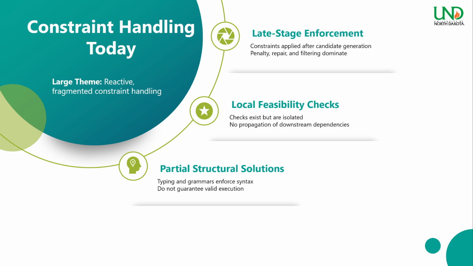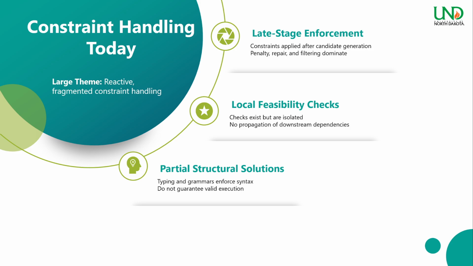So this isn't a new problem. How did people handle this before? Broadly, most approaches are reactive. Constraints are handled after the candidates are generated. The most common pattern is late stage enforcement. You generate candidates, evaluate them, and then penalize or discard the invalid ones. But by that point, you've already spent compute on something that's unusable.